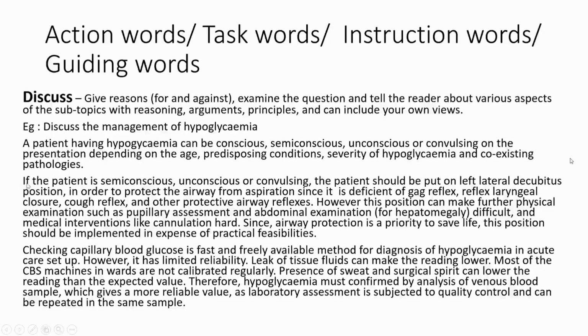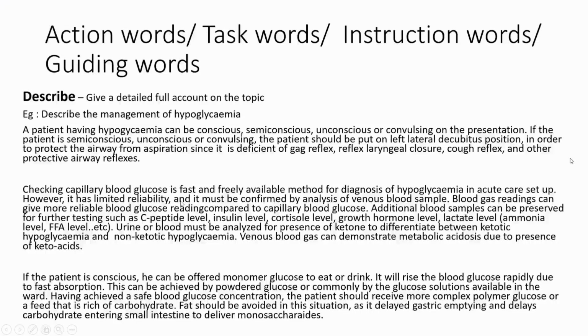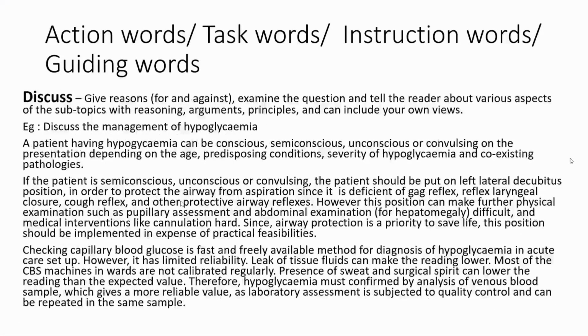The thing I have written previously: if the patient is semi-conscious, unconscious, or convulsing, the patient should be put in the left lateral decubitus position in order to protect the airway from aspiration, since the patient is deficient of gag reflex, reflex laryngeal closure, cough reflex and other protective airway reflexes. So I gave a little bit more explanation there compared to the previous one. And you can say here that checking capillary blood glucose is a fast and freely available method. Similarly, I have written previously. However, it has limited reliability.